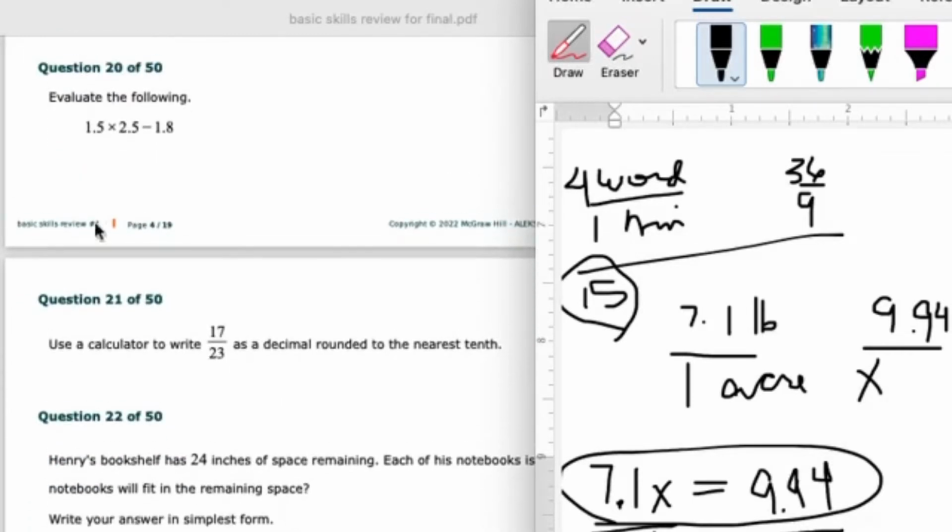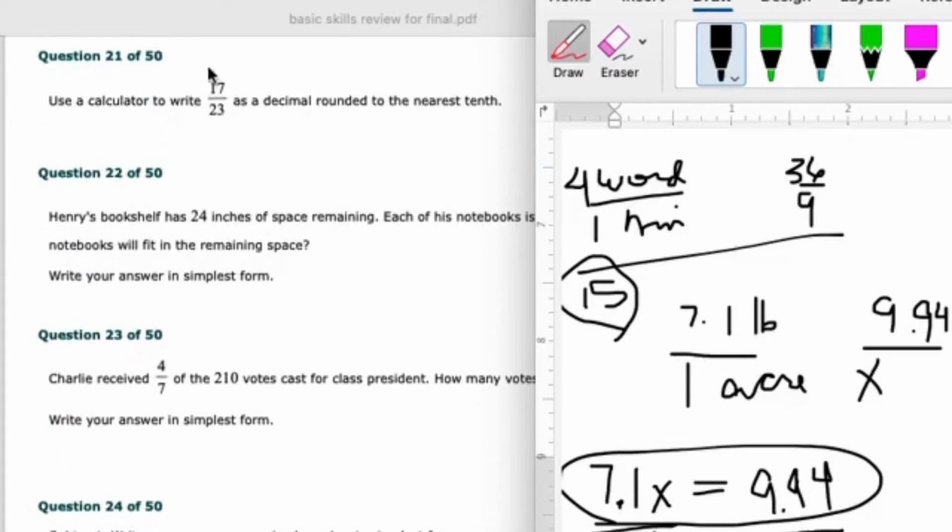Okay, this one right here, we're going to multiply and then subtract. Remember, order of operations: multiply always comes before subtraction. On this one, you're not going to have a calculator on your final, so you should be able to do this by hand. Divide 17 by 23.